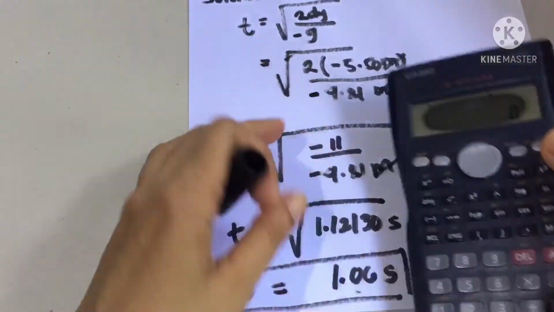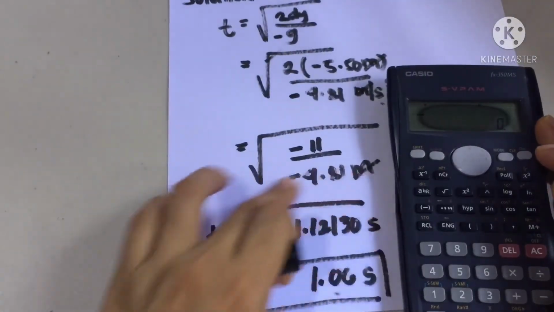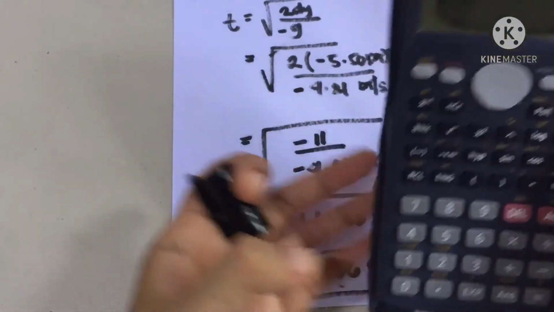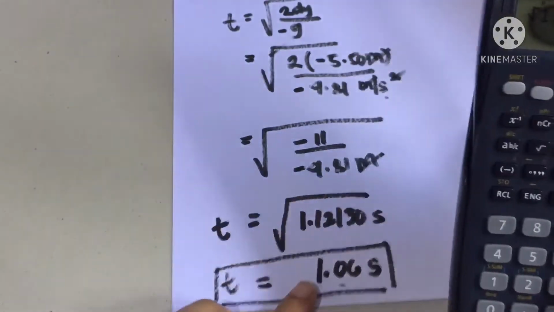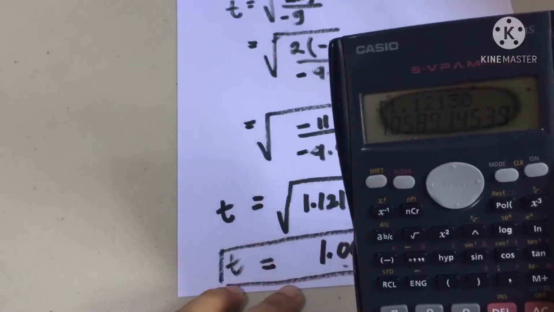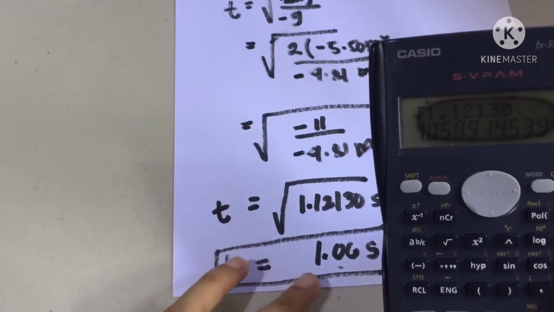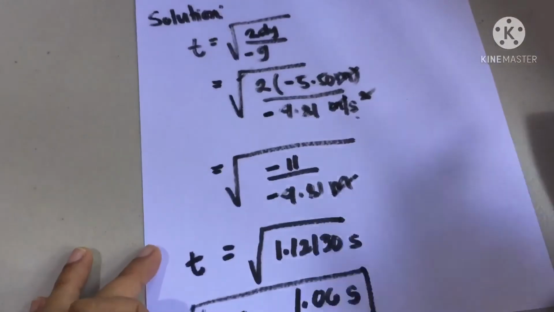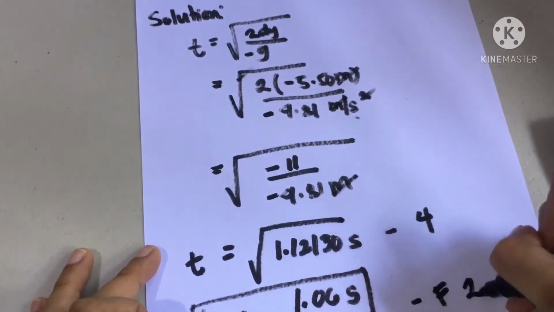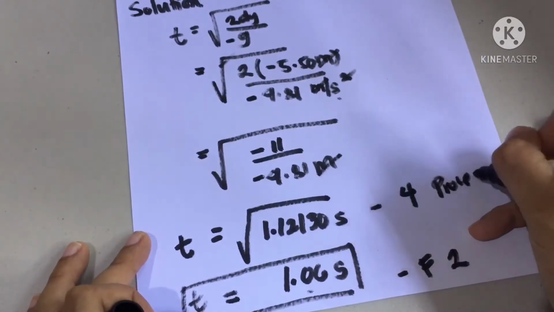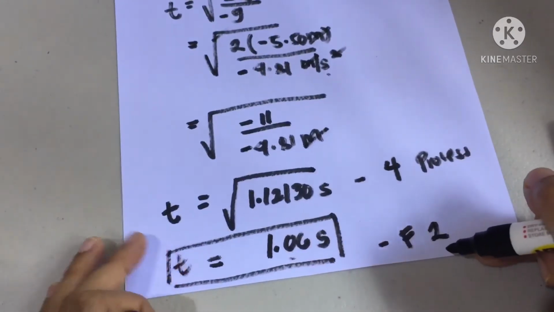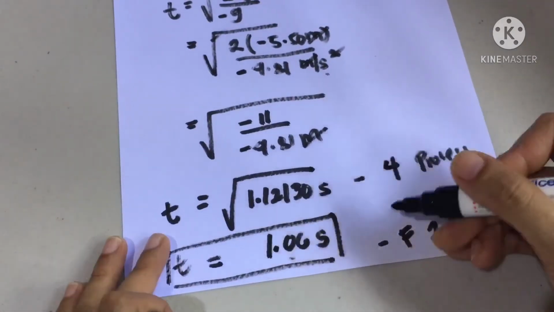Actually, we use the calculator. So to avoid confusion, just take the square root first. And then 1.1213, and that is 1.0589. So I rounded off to 2 decimal places. If you observe, during the process we use 4 decimal places, but for the final answer, 2 decimal places. That will be our agreement so we don't get confused.